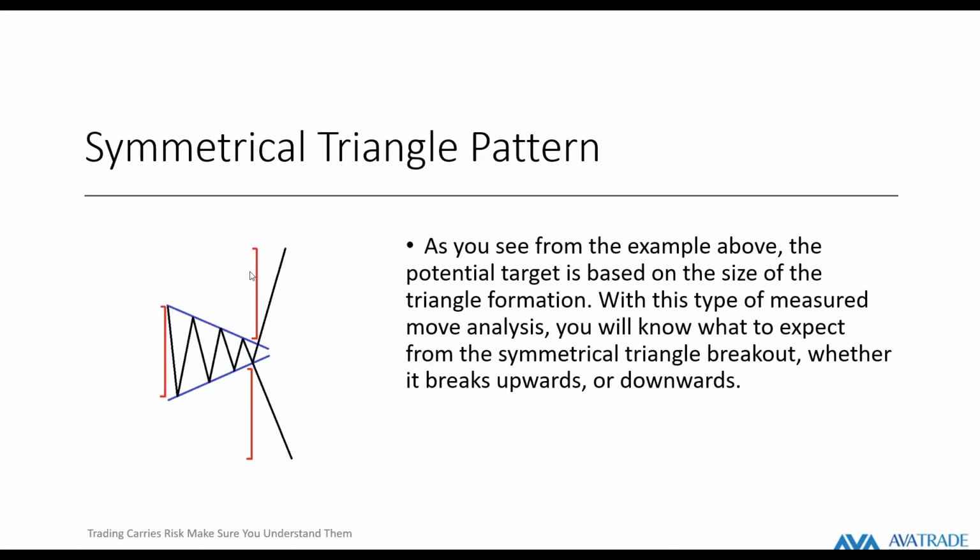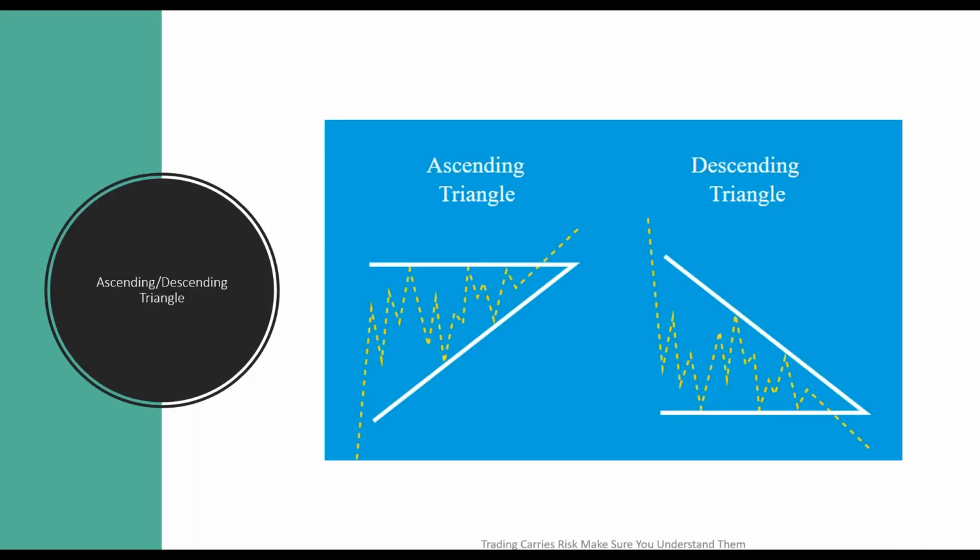Now, as you see from the example, the potential target is based on the size of the triangle formation. With this type of measured move analysis, you will know what to expect from the symmetrical triangle breakouts, whether it breaks up or down. Now, the rule for ascending triangles is the same.